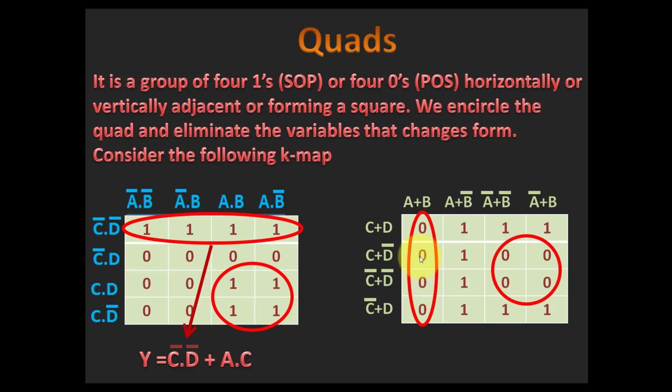Now we write the equation of this quad as C bar dot D bar, because when we go from this one to this one, A and B are changing. So we eliminate A and B, and only the constant terms we write, C bar dot D bar. In this particular quad, B and D are changing, so we eliminate B and D. In this entire circle, when we move over all the ones, we see B and D are changing, so we write the things which are not changing. On the right side, we have A bar plus B, because C and D are changing. In the next one, what we see is B and C are changing, so we have A bar plus D bar.